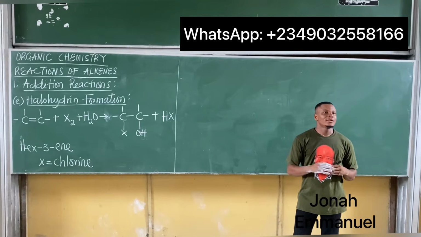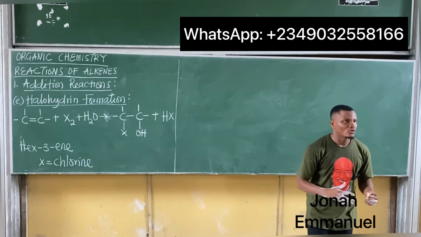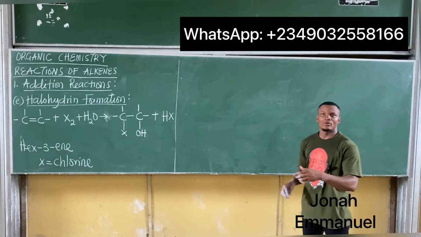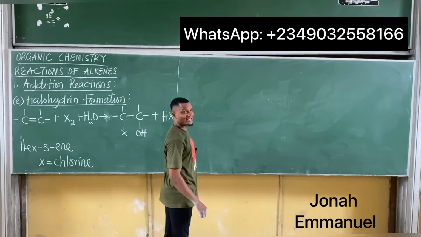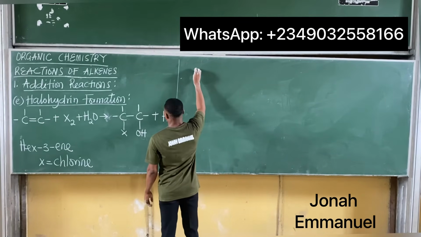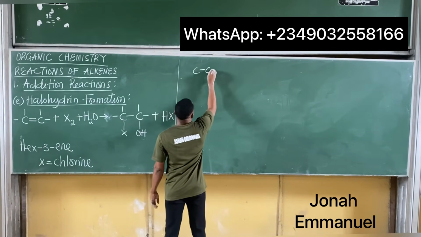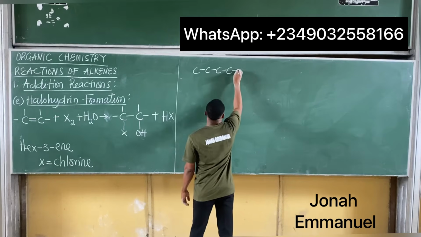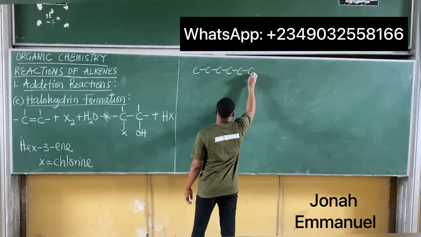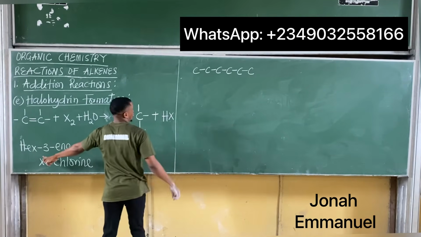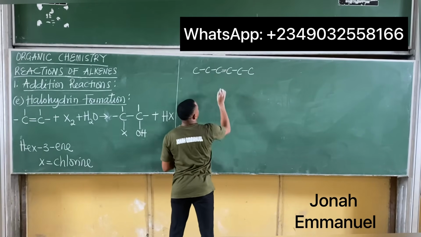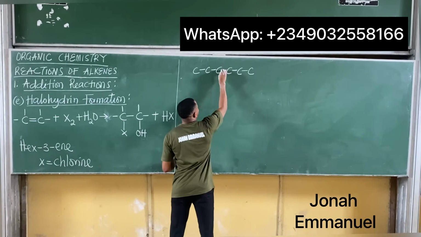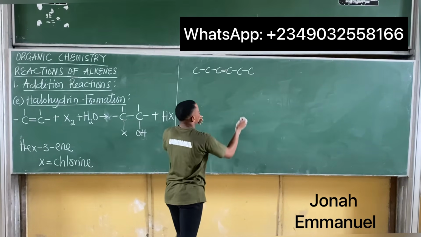So look up, the stuff is simple. What's the first? Hex, how many carbons are there? I'm having 1, 2, 3, 4, 5, 6. They say hex-3-ene, so at carbon 3, add a double bond. That's hex-3-ene. Complete the structure.